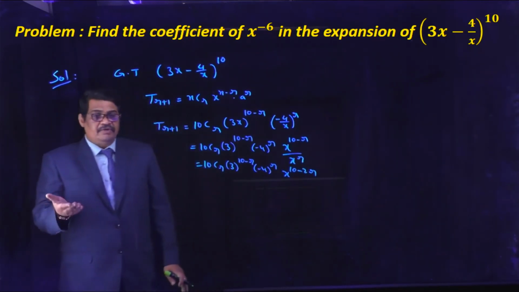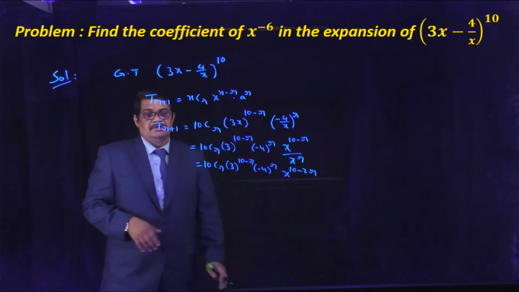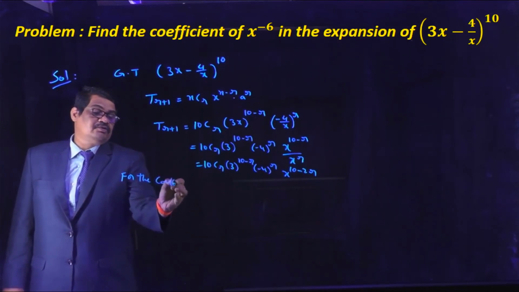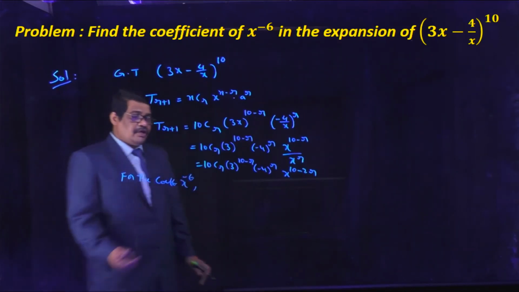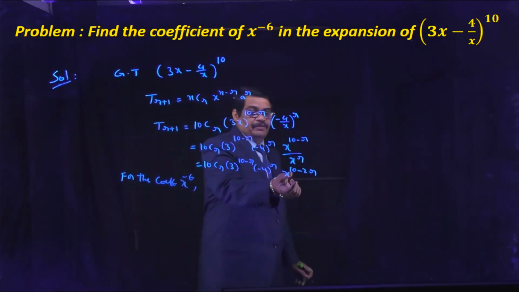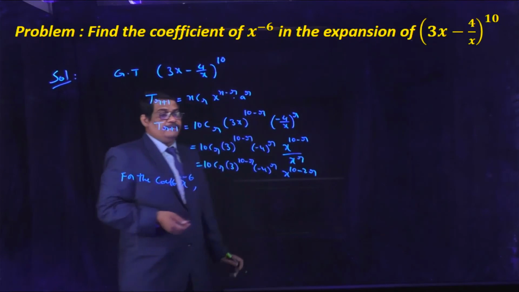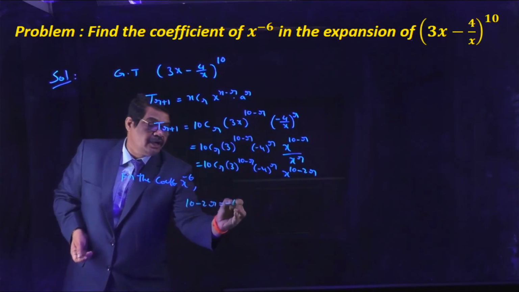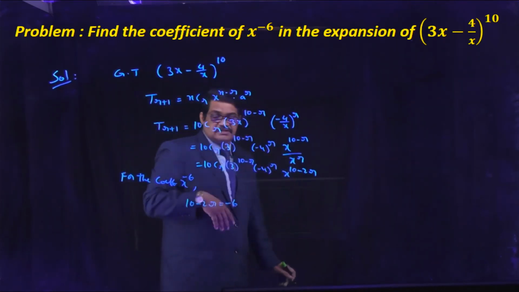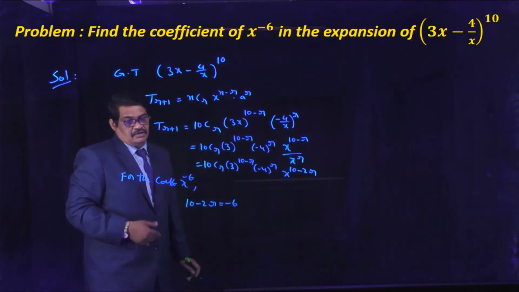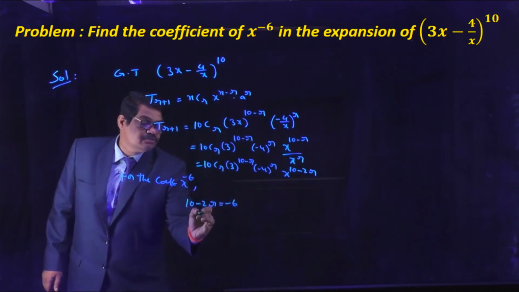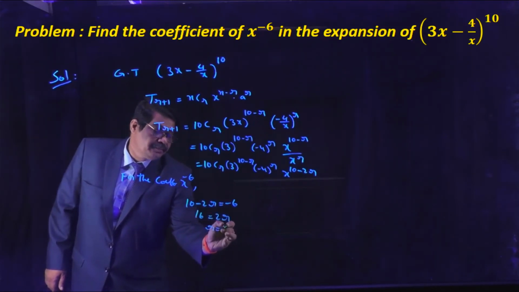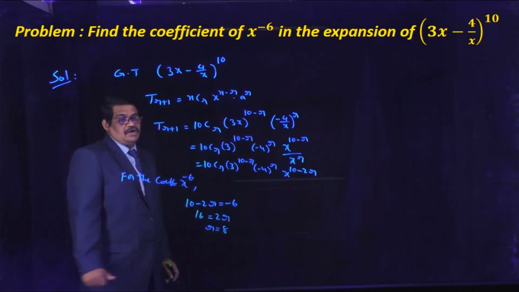Here we have to find the coefficient of x to the power of minus 6. Here we want the power to be minus 6. Now we are equating the power of x, 10 minus 2r, equal to minus 6. From that we are getting the value of r. So 6 is moving to this side, that is 16 is equal to 2r, r is equal to 16 by 2, that is r is equal to 8.